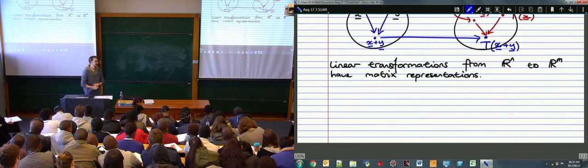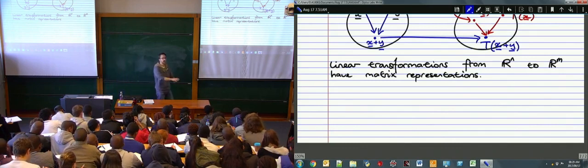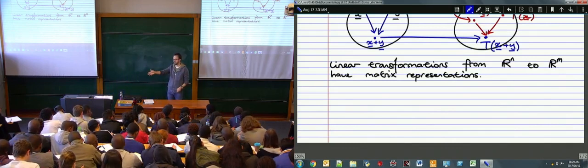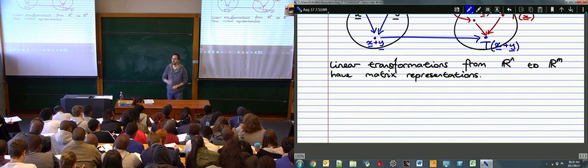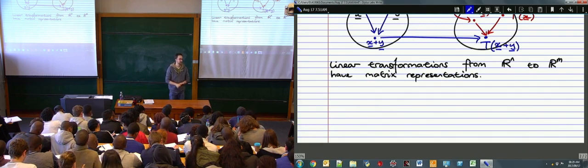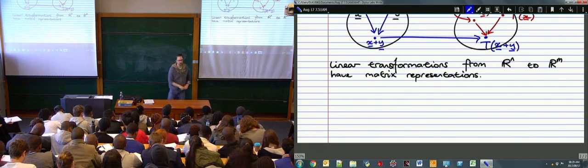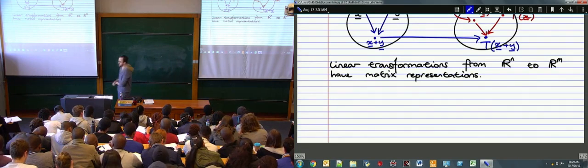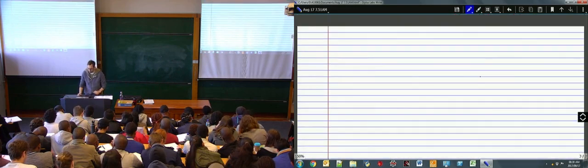So this is something which actually runs in both directions. You can think of every matrix as representing a linear transformation between Rn and Rm, and you can think of every linear transformation between Rn and Rm as having a matrix representation. There's exactly a one-to-one correspondence between them. So let's take a look at an example.